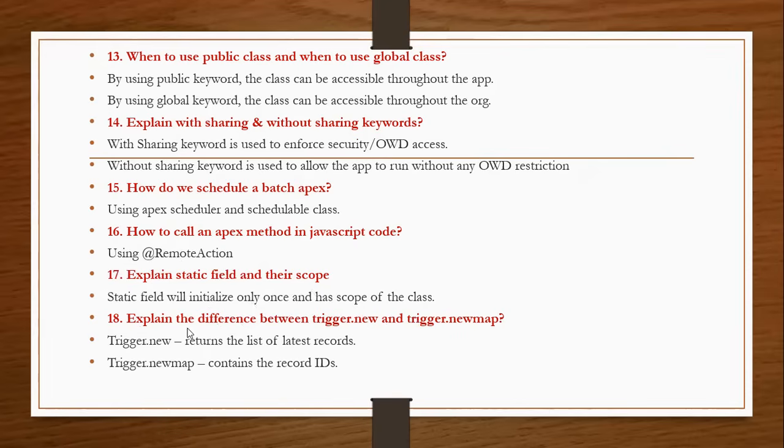Next question, explain the difference between Trigger.new and Trigger.newMap. Trigger.new returns the list of the latest records. Trigger.newMap contains the records ID.